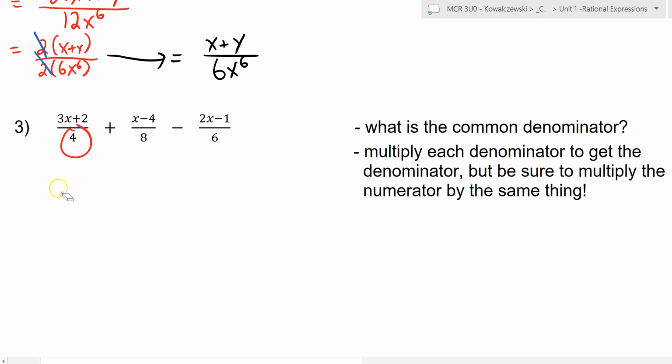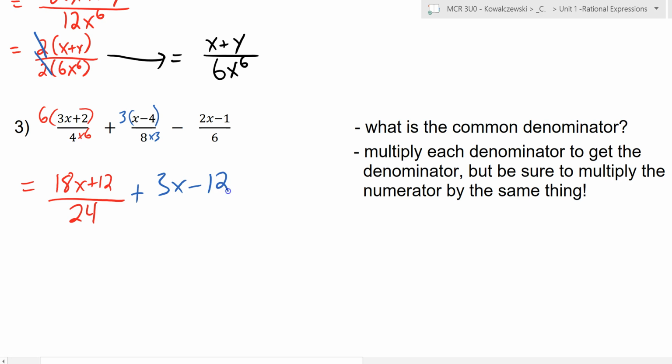So I would have to take this denominator 4, and it would have to be multiplied by 6 in order to give me that common denominator. That means that the numerator would also have to be multiplied by 6. So let's see what that becomes. That would be 18x plus 12 over 24. The next expression has a denominator of 8, so that gets multiplied by 3. The numerator would then also have to be multiplied by 3. So I'll be adding 3x minus 12 over 24. Lastly, 6 would have to be multiplied by 4, so the numerator as well. I do like to show that I'm multiplying both the numerator and the denominator. It's always important to show all of our work.